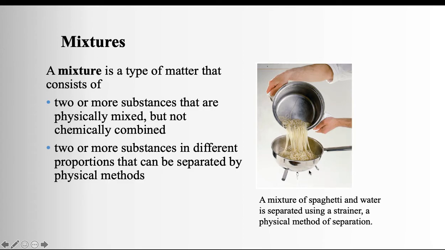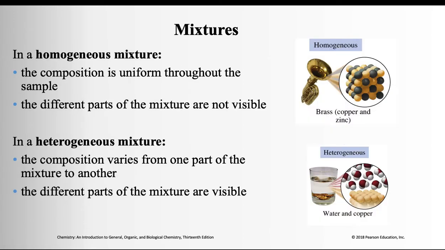This is called a heterogeneous mixture because we can separate the parts very easily, and we can actually see the different parts instead of them being combined so well together that we cannot tell the pasta from the water. Homogeneous mixture, the composition is uniform throughout the sample. So the different parts of the mixture are not visible, and we talked about the brass where the copper and the zinc are so uniformly mixed together that we cannot tell where the copper is and where the zinc is. We just cannot tell them apart.